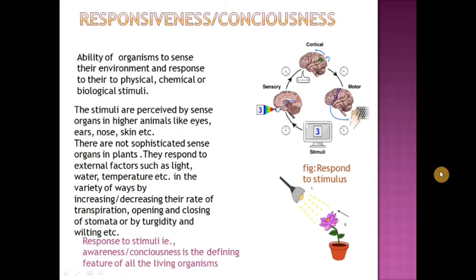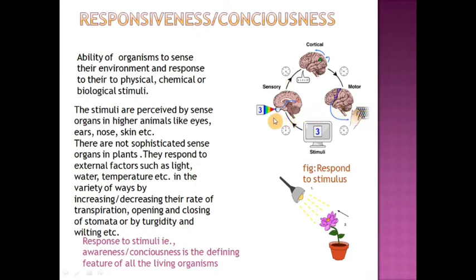The next property is responsiveness, a very important characteristic. It is the ability of an organism to sense its environment and respond to physical, chemical, or biological stimuli. Whenever we touch a hot or cold substance, we sense it with the help of skin. Similarly, stimuli are perceived by the sense organs of higher animals like eyes, ears, nose and skin. In the diagram, our eyes see the number 3, and it goes to the brain through sensory nerves, and through motor nerves we are able to type 3.